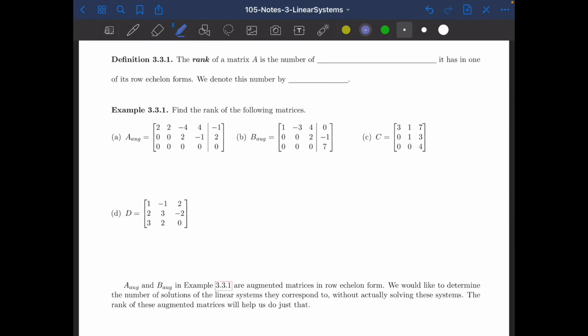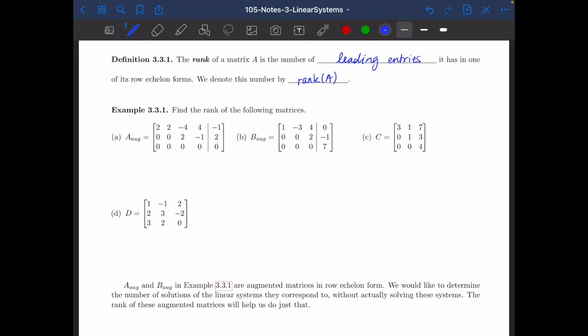We first define the rank of a matrix in definition 3.3.1. The rank of a matrix A is the number of leading entries it has in one of its row echelon forms. We denote this number by rank of A.